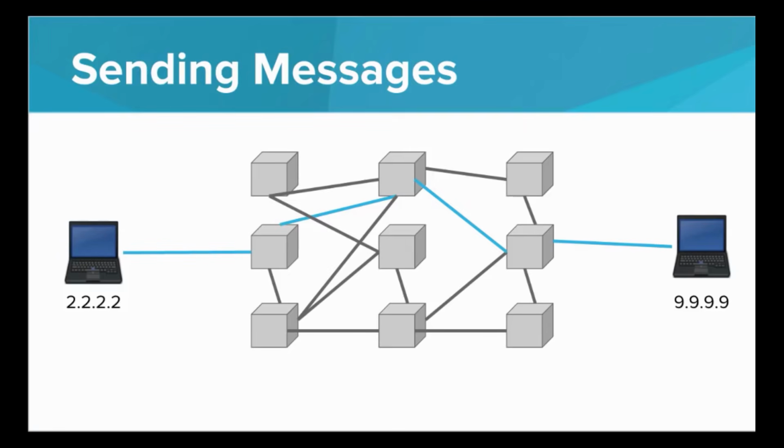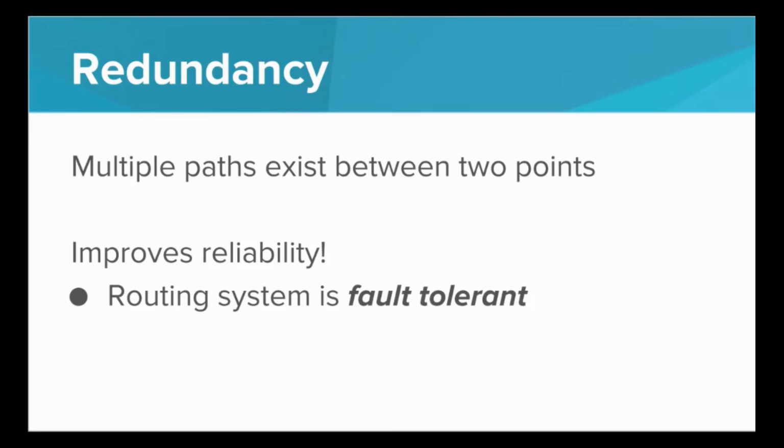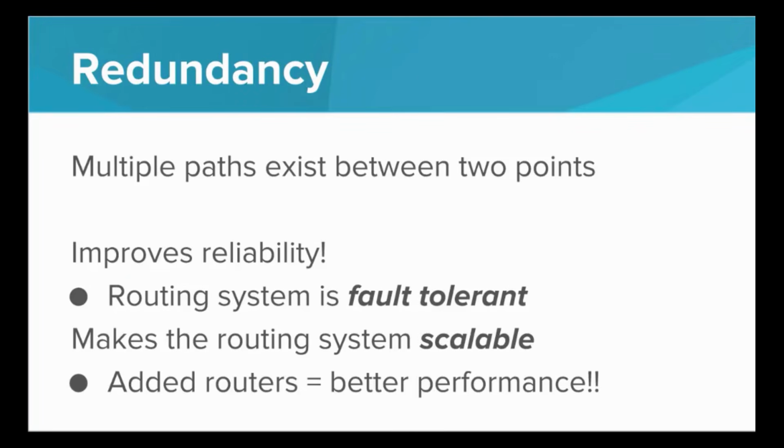So if we look at this, this is only one of many paths between these two computers. If that router on top were to get overloaded, or if it were to crash or break, or there was an earthquake and it just got taken out, that's completely fine because now we can use this path. And maybe that bottom right one gets taken out, that's fine because we can use this path. So this redundancy is a good thing. It makes the system fault tolerant. So it improves reliability, and it makes the system scalable.